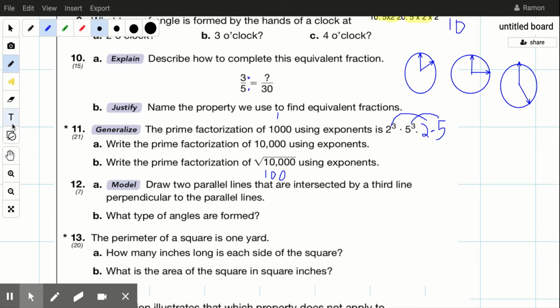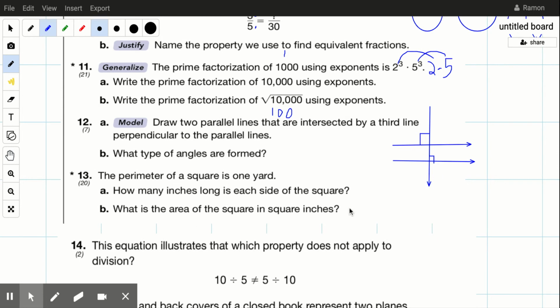Draw 2 parallel lines for 7 that are intersected by a third line perpendicular to our parallel lines. So we have 2 lines that are parallel, and then we have a third line that's perpendicular. What type of angles are formed? You just look at the types of angles that we know about, and you'll see what type of angles are being formed.